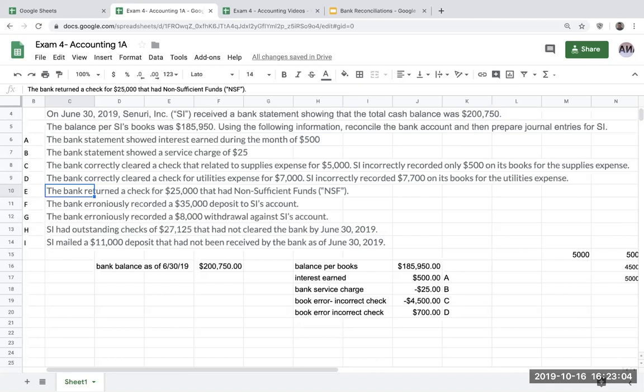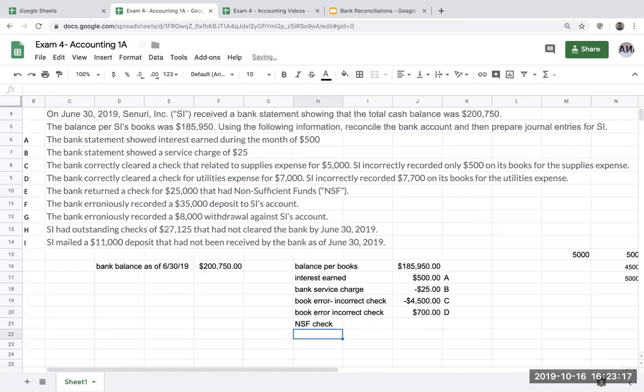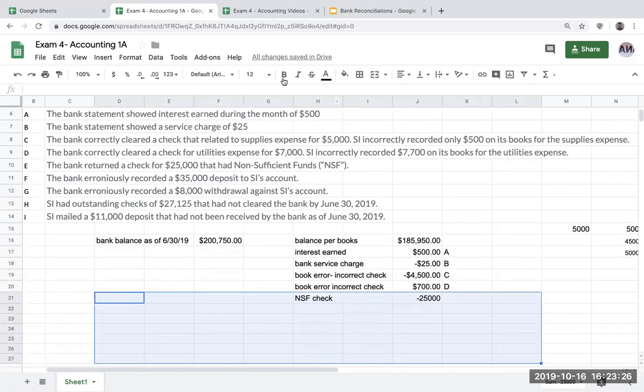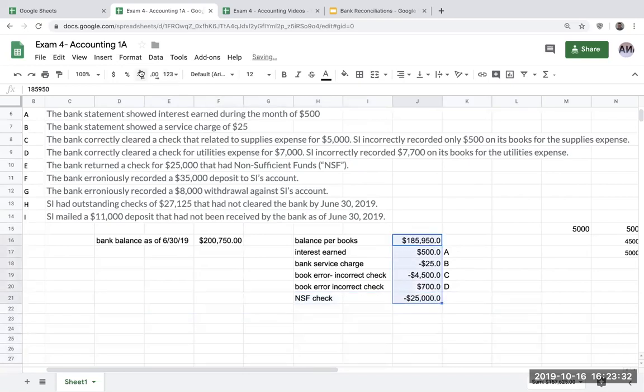So what's going to happen is I need to reduce my book balance because I'd show this as a deposit, and then the bank returned it non-sufficient funds. I'm going to call this NSF check. I'm going to reduce my book balance by $25,000. Does that make sense? Yes. All right. And that is letter E, right over here.